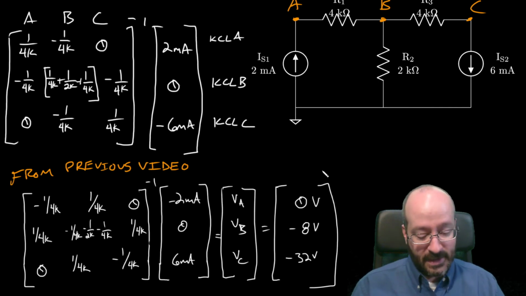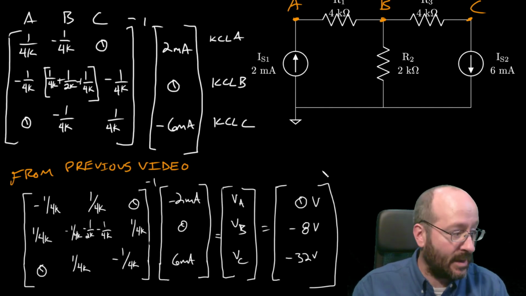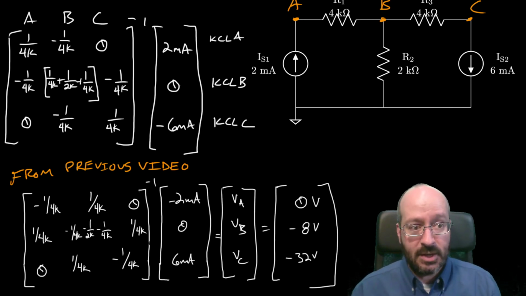All right, and from that I get 0, negative 8, and 32. So I'm pretty happy with that. That went a lot quicker. Under 5 minutes. Can you believe it?